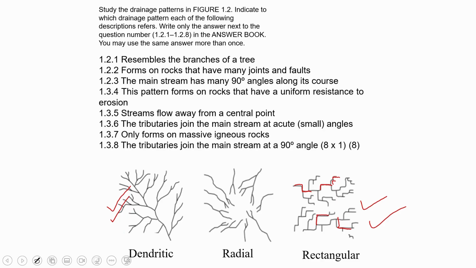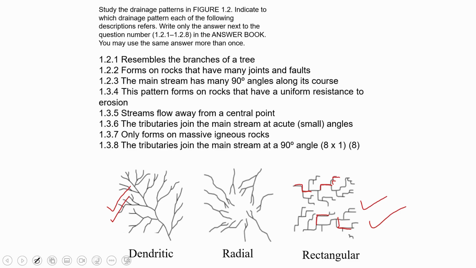Let's take the next one. 1, 3, 5. Streams flow away. Look at my hands. From somewhere in the center, they flow away. Streams flow away from a central point. Remember, in our previous frame, we even had a spot height there at the center. And I said the spot height signifies a high-lying area, and the streams flow away from a central point. What did we say initially? They radiate, meaning they flow from a central point and they move outwards.